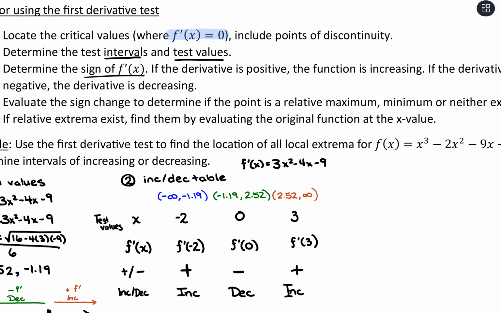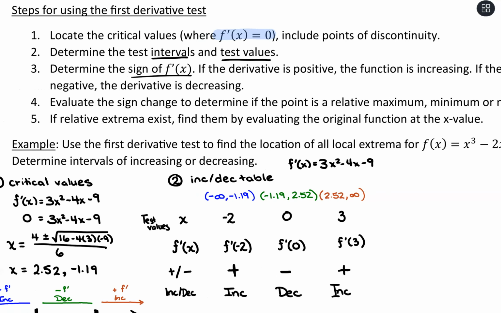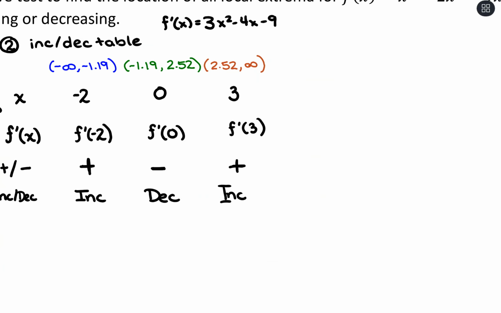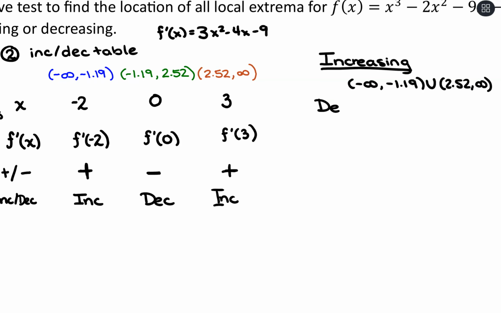So evaluate the sign change to determine if the point is relative maximum, minimum, or neither exist. So we have our intervals for increasing, decreasing. In fact, let's go ahead and collect that to the side here. So our function is increasing on the intervals from negative infinity to negative 1.19 and from 2.52 to positive infinity. Our function is decreasing from negative 1.19 to 2.52.